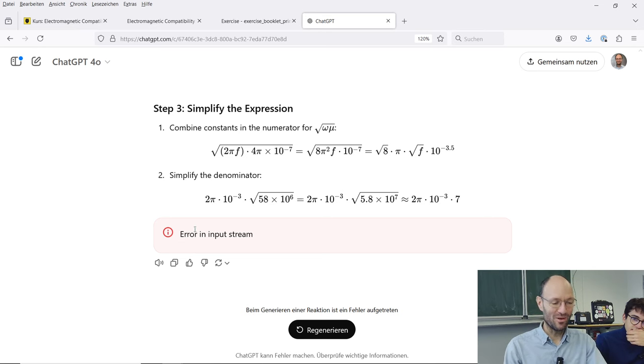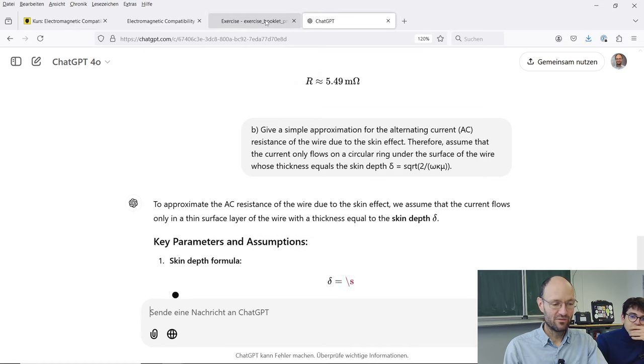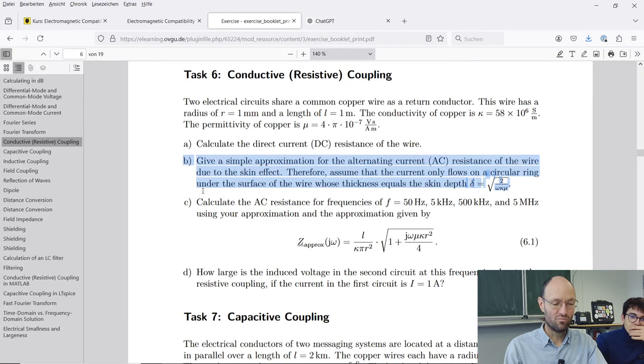Okay, and then it somehow crashes by simplifying this. Okay, so I don't know if I can continue. I need to regenerate. Okay, so let it regenerate in the background, but it was not too bad.